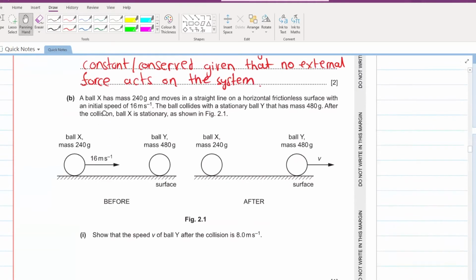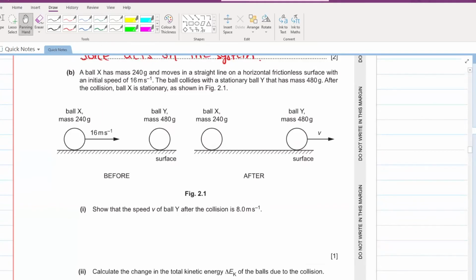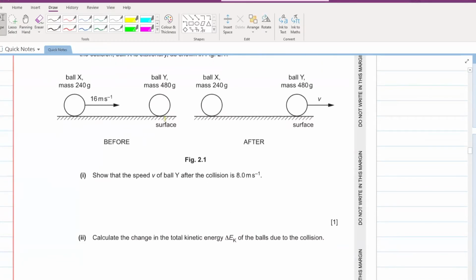Let's move ahead. Ball X has a mass of 240 grams and moves in a straight line on a horizontal frictionless surface with an initial speed of 16 m s^-1. The ball collides with a stationary ball Y, which has a mass of 480 grams. After the collision, ball X is stationary, as shown in figure 2.1. Show that the speed v of ball Y after the collision is 8 m s^-1. Which principle will we apply here? We will apply that the total momentum before collision is equal to the total momentum after collision.